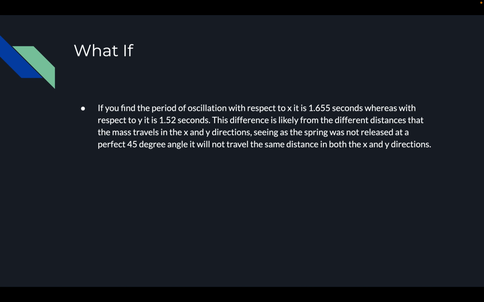What if? If you find the period of oscillation with respect to x, it is 1.655 seconds, whereas with respect to y, it is 1.52 seconds. This difference is likely from the different distances that the mass travels in the x and y directions. Seeing as the spring was not released at a perfect 45-degree angle, it will not travel the same distance in both the x and y directions.